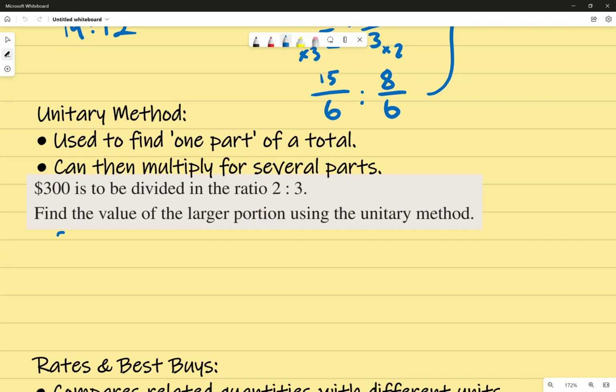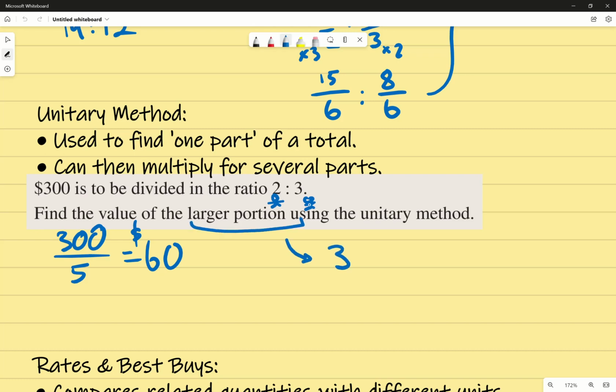So we have 300 divided by 5, which gives us 60. That's one part. The person on the left-hand side, there we go, has 2 parts. So the person on the left-hand side should have how much? 120. The person on the right-hand side has 3 parts, and we know that one part is $60, which means that the larger portion is going to be 3 times by $60, which gives us an answer of 180.